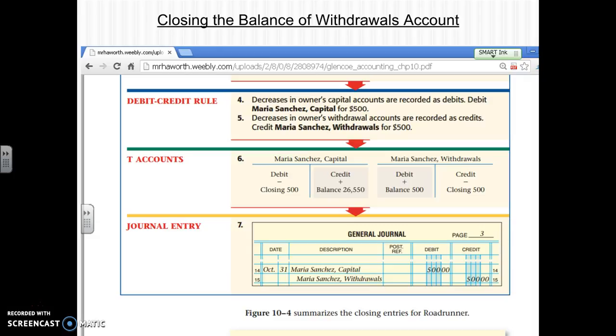Now for withdrawals, withdrawals is a debit side balance temporary account. It also needs to be closed out into capital. So in order to close out withdrawals, we need to credit the account. So in this case, we will debit capital for the balance of withdrawals, which is 500, and credit withdrawals for its balance, which is 500, to make it zero.